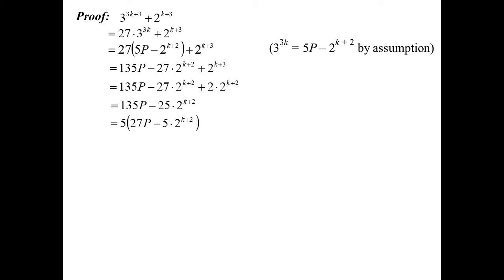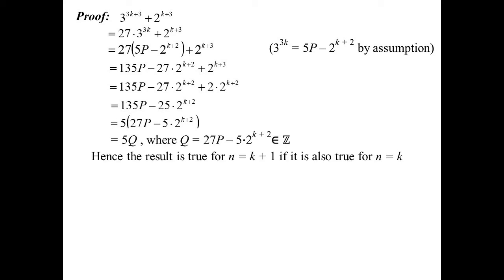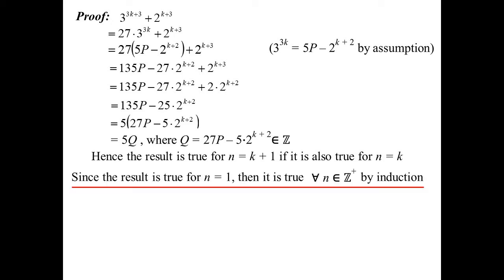It's 5 times some integer. And in this case, I know it's an integer because 2 to the power of an integer must be an integer. So hence that one's true, if, of course, my assumption was correct. But since we proved it for n equals 1, we know it's true for all integers.